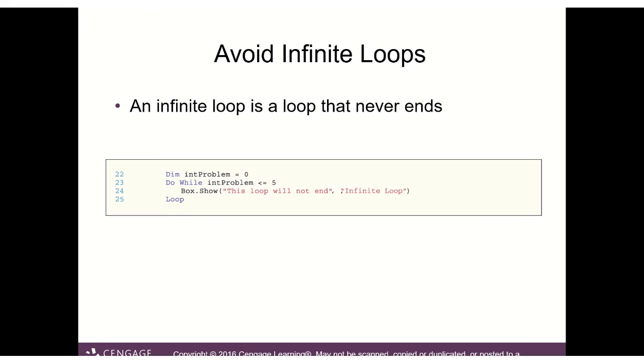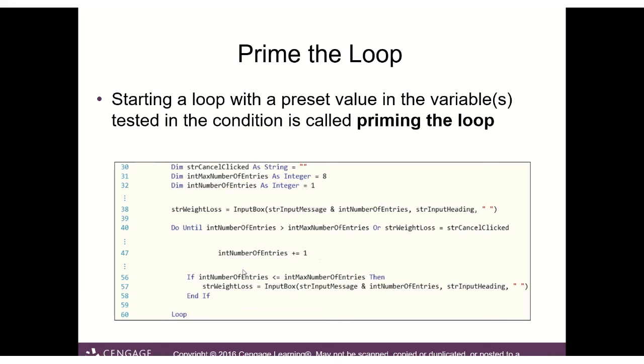And what is an infinite loop? This is very important. An infinite loop is a loop that never ends. You should not code anything related to an infinite loop. This is dangerous because it will run forever, so the end users won't get their results. So what is priming the loop? It is starting a loop with a preset value in the variable tested in the condition, called priming the loop. An example is shown below.